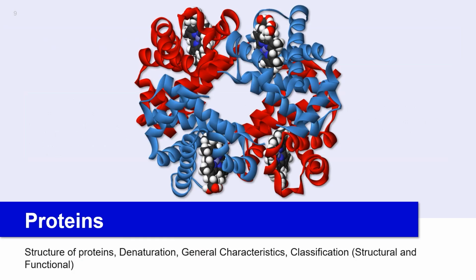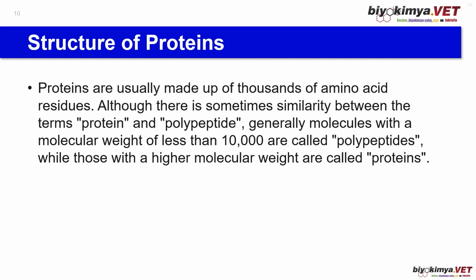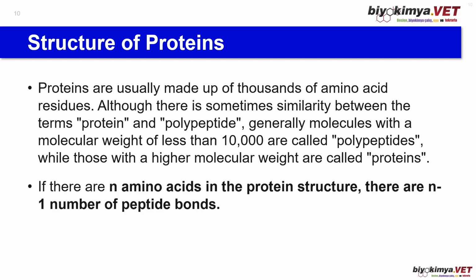And now to the major title of this topic, protein structure. We will look at structure of proteins and denaturation, general characteristics, and classification. Proteins are usually made up of thousands of amino acid residues. Although there is sometimes similarity between the terms protein and polypeptide, as I mentioned before, generally molecules with a molecular weight of less than 10,000 are called polypeptides, while those with a higher molecular weight are proteins. If there are n amino acids in the protein structure, there are n minus 1 peptide bonds.